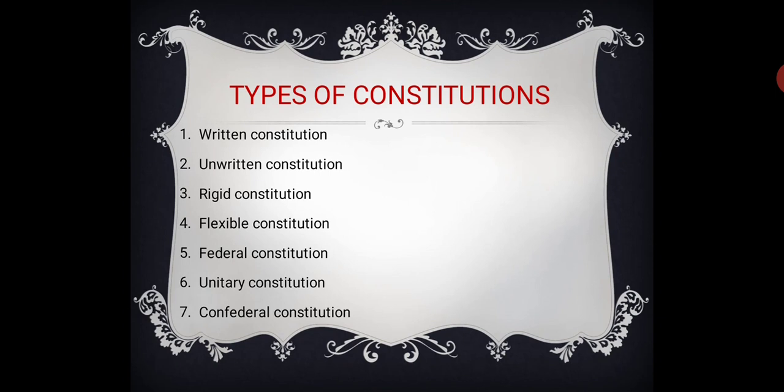What is written constitution? Written constitution is said to be written when the fundamental laws and principles of a state are written or codified in a single document. Written constitution contains fixed rules, customs, and principles of government, clearly written down in form of documents which can be consulted from time to time.